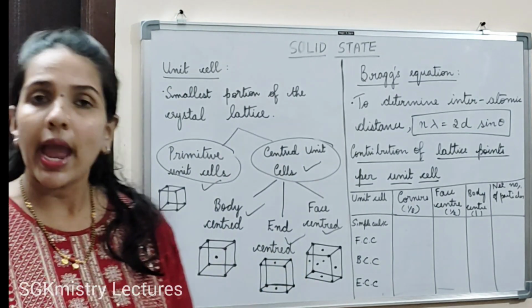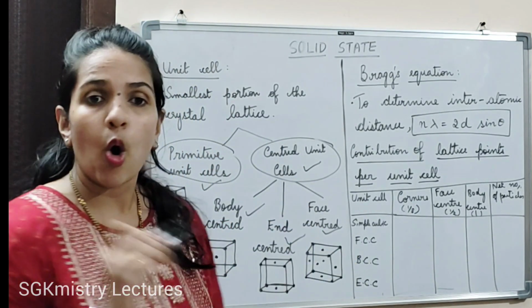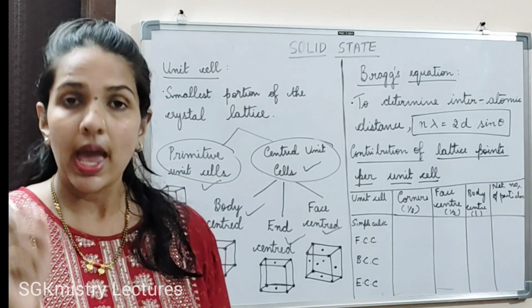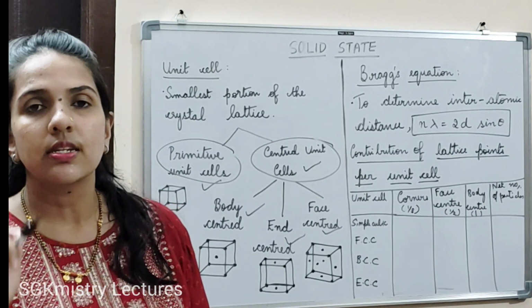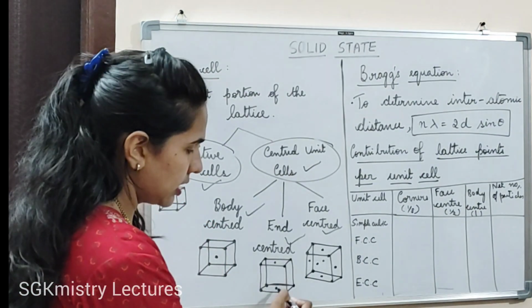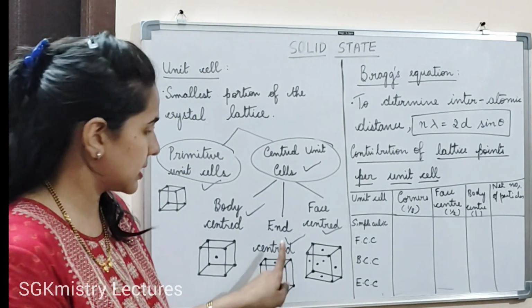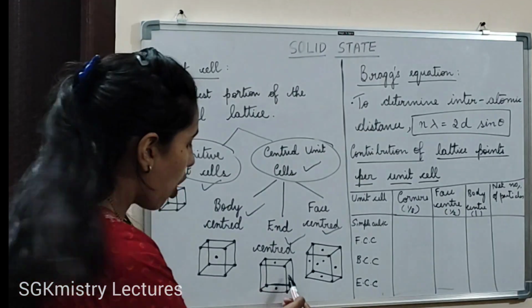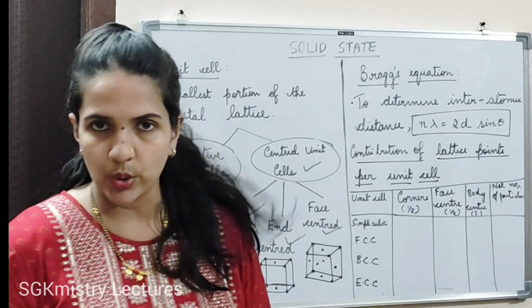Next, coming on to the end centered unit cell. Here the particles are present in all the corners of the cube. Along with that, they are present in any two opposite faces. You can see here, the particles can be present opposite to each other, on any two opposite faces, either here or on these two opposite faces. Next, face centered unit cell.